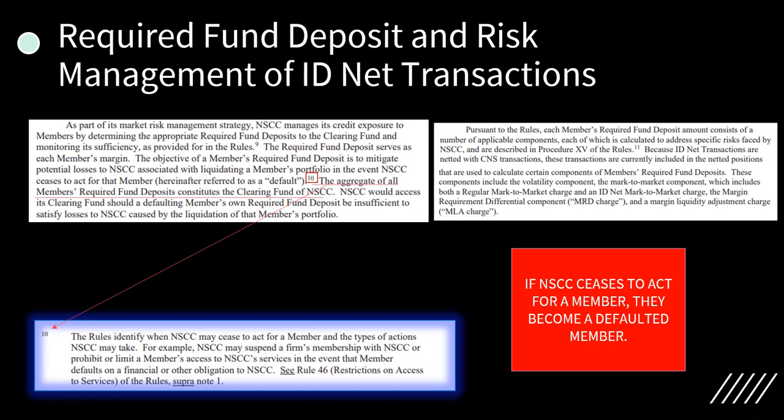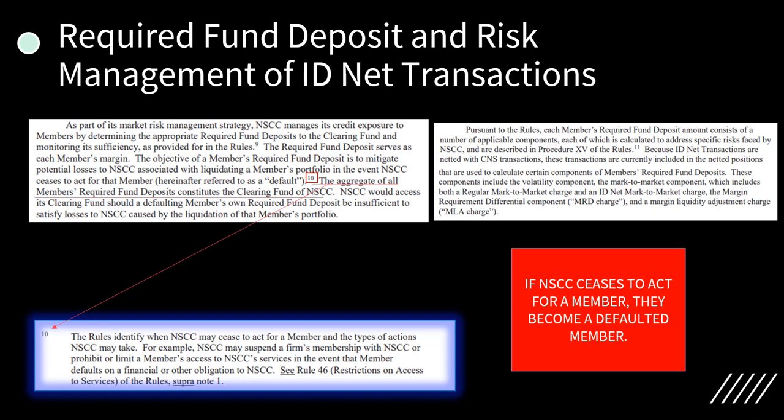The required fund deposit serves as each member's margin. The objective of a member's required fund deposit is to mitigate, there's that word again, mitigate potential losses to NSCC associated with liquidating a member's portfolio in the event NSCC ceases to act for that member or it defaults. So a defaulted member, or a member that NSCC has failed to act for or ceases to act for, is therefore designated as a default member.